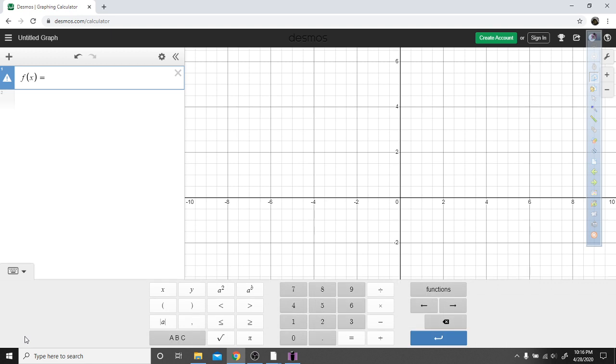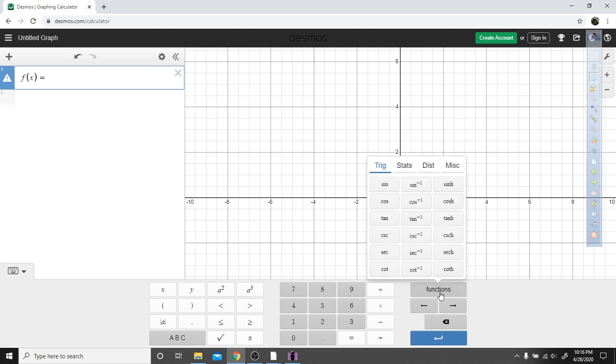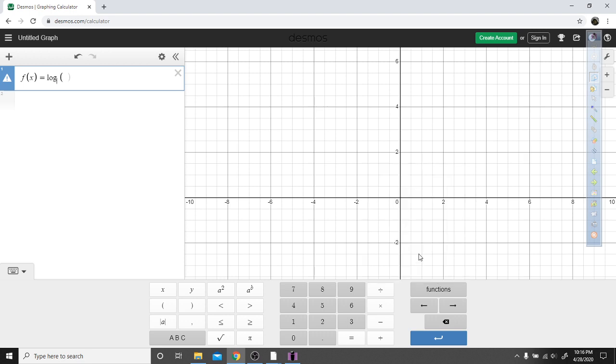You click on the up arrow, and then you go all the way to the right where it says functions. You click on that, and then from there you go to miscellaneous. And in miscellaneous, you see how down here it has log, or log of a, or natural log. So it has all the logs in here. For this one, I'm going to go with log of a, because it has a base here. So log of a. And if you notice, the little cursor is blinking right there where the base is at.